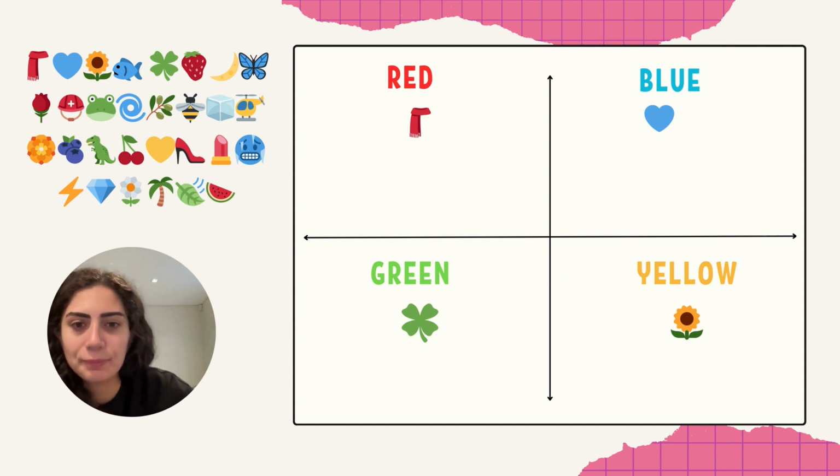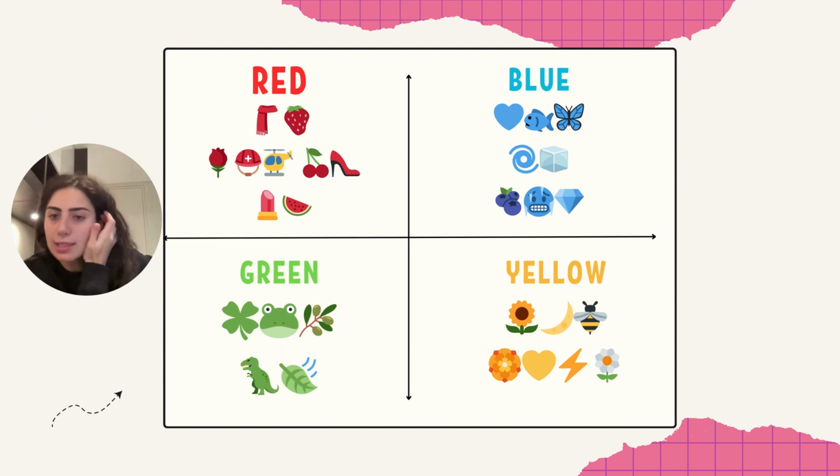I'll give you a few minutes to do that, and I'll see you on the next slide. Okay, so this is what the activity should look like. By the end of it, we should have all of our red emojis categorized into the red category. The blue, same thing, the green emojis together, and all the yellow emojis separated.